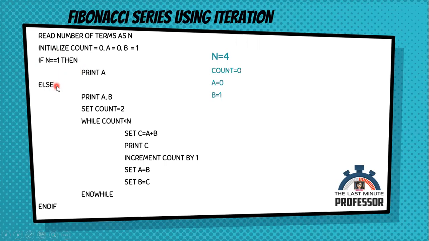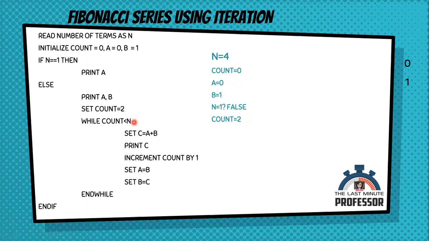Print the values of a and b. Since n is not equal to 1, this becomes false, and here the control comes now. The value of a is 0 and the value of b is 1. So that is also printed. Now set count is equal to 2. That is, since we have displayed two values 0 and 1, I am making the value of variable count as 2.